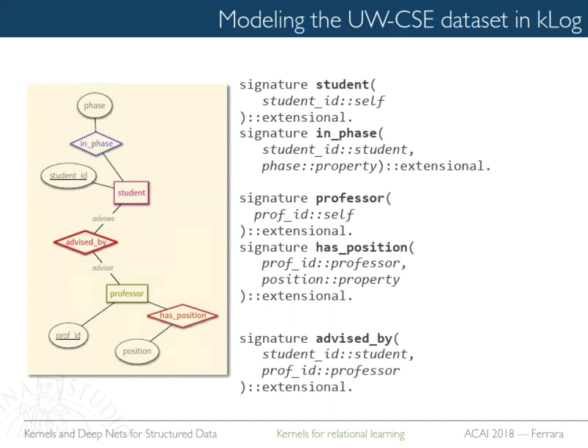Okay, bringing in the attribute. Same thing for the professor, and this is the target relation. Then you have this keyword here, extensional. What does it mean? Extensional means simply that the tuples for this particular thing, you will find in the database, in the data. Okay?